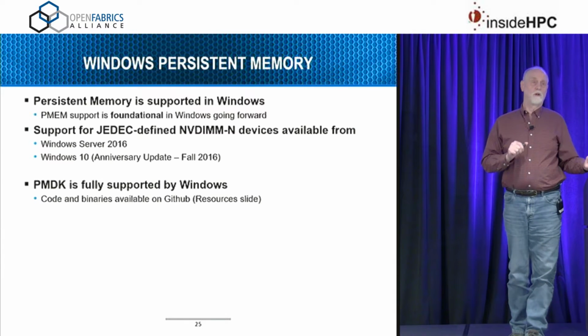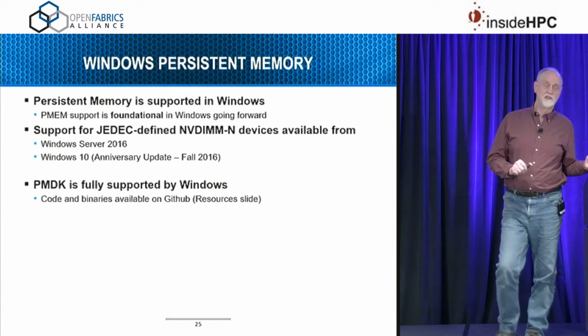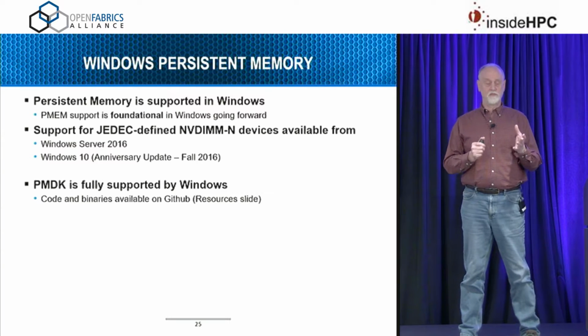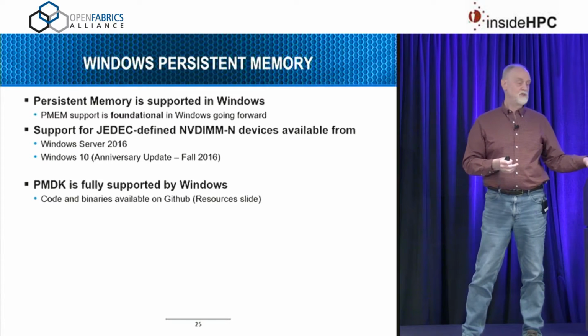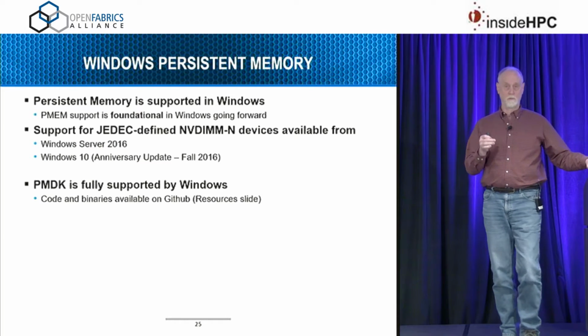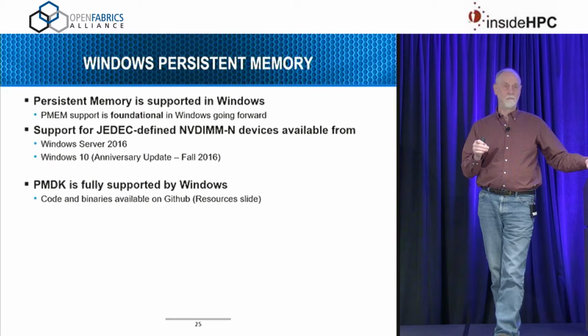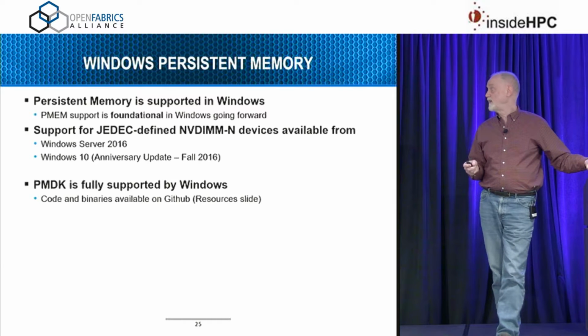Persistent memory is fully supported by Windows. It has been since late 2016. We shipped PMEM support to recognize a JEDEC NVDIMM-N device in the fall of 2016, when we shipped Windows 10 Anniversary Update and also Windows Server 2016. If you take either one of those, run them on the appropriate hardware, and drop an NVDIMM-N into it, it will recognize it, enumerate it, and implement a bus driver which exposes it. You can create various services on top of it. I'll tell you what those are in just a second.